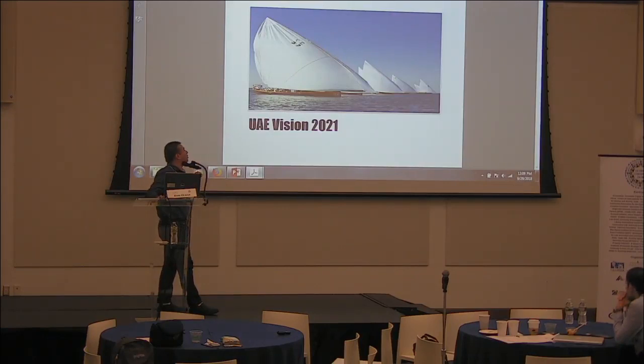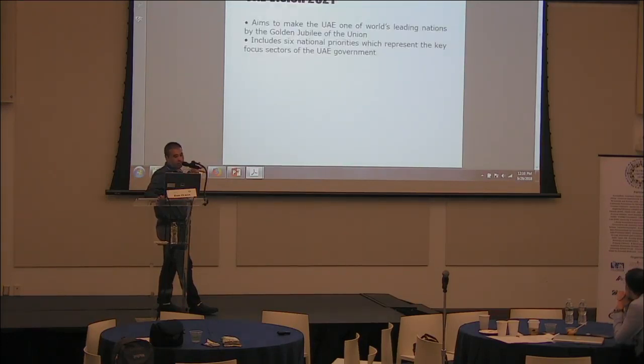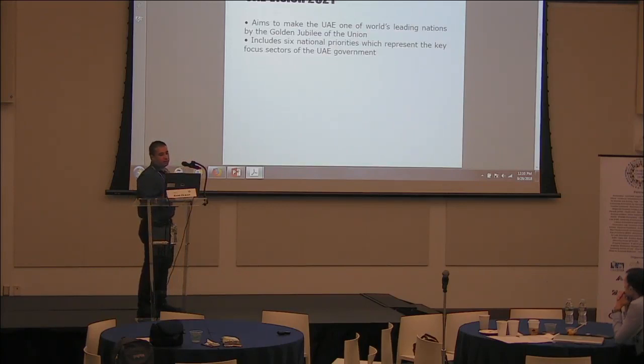Just to tell you about the UAE vision, because I want to connect it with the copyright law and how it relates to that. UAE Vision 2021 aims to make the UAE one of the world's leading nations by the Golden Jubilee of the Union, which is about 50 years. They were established in 1971, and by that time they will have 50 years. So they're trying hard to be one of the most successful countries, at least in the Middle East, and they even want more than that.